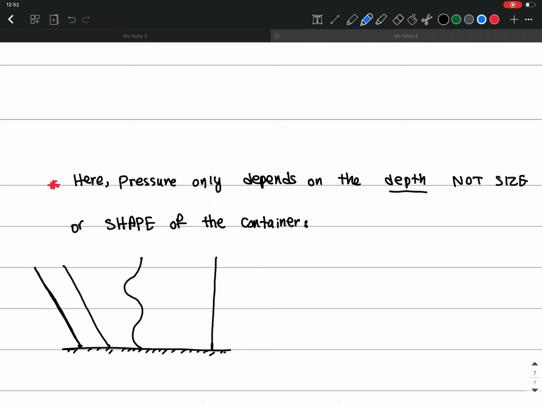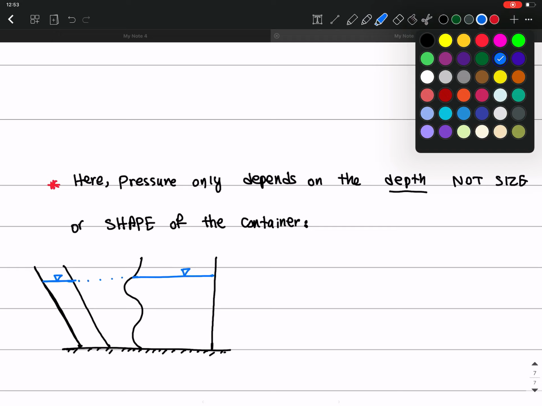And then we have filled these two with water up to a certain height, the same height. And this is a free surface, okay? So let me show it with this. These both are filled with water.